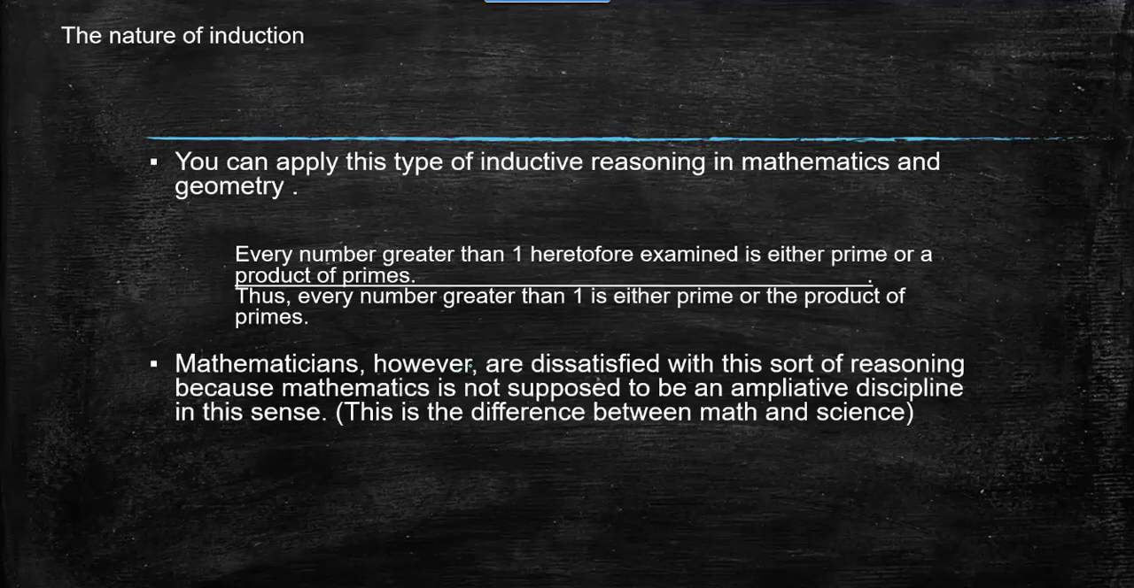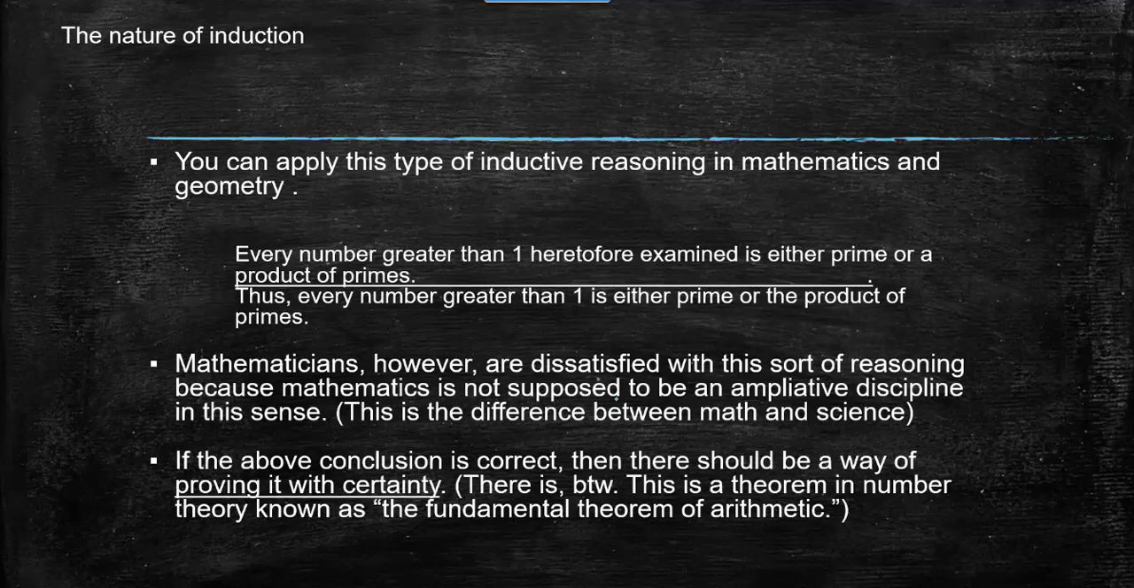So today, mathematicians are dissatisfied with this sort of reasoning, typically, because mathematics is just not understood to be an ampliative discipline in this sense. This is one of the differences between math and science. So if the above conclusion is correct, namely that every number greater than 1 is either prime or the product of primes, there should be a way of proving it with certainty. And there is, by the way. This is a theorem in number theory known as the fundamental theorem of arithmetic.